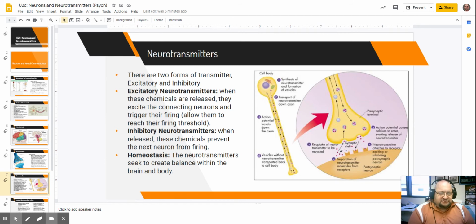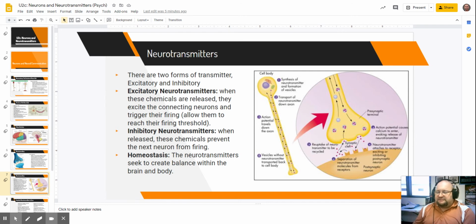Inhibitory neurotransmitters, on the other hand, do the opposite. Their job is to slow things down, to let the thing come to rest, right? We don't need to be excited. It's okay. We're just going to relax. It's all right. And they will slow down the system.